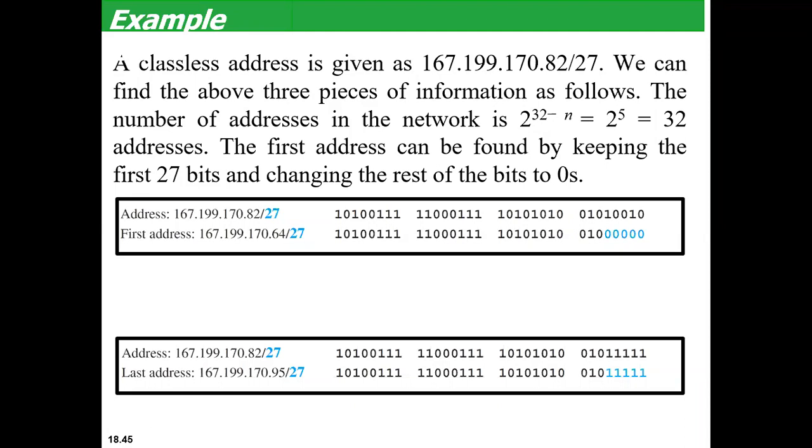In classless addressing, correct? So let us see an example now for a classless address. What is the example over here? Consider the classless address given over here, 167 point something like this. So what is this slash here? It is a slash notation. We also discussed slash notation, correct? The number following the slash is nothing but your prefix length, correct?